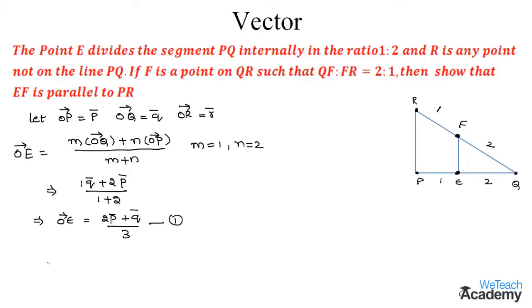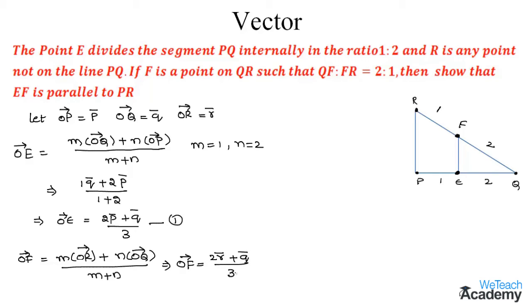And also given that a point F divides the line segment QR in the ratio 1:2. So by applying the same formula, we get the value of the vector OF as m into the vector OR plus n into the vector OQ divided by m plus n. That implies by substituting the values, we get the value of the vector OF as 2R bar plus Q bar divided by 3. Now this is our equation 2.